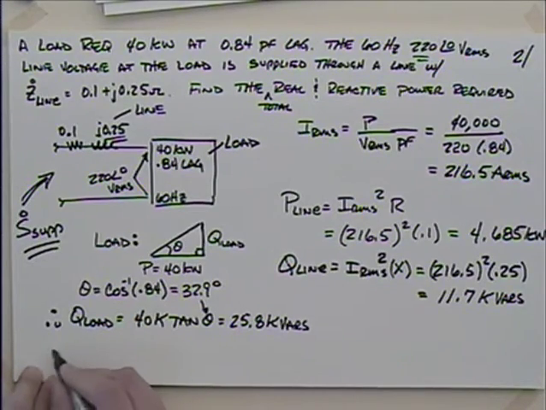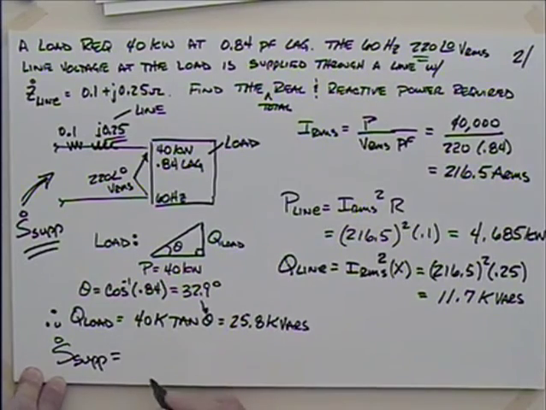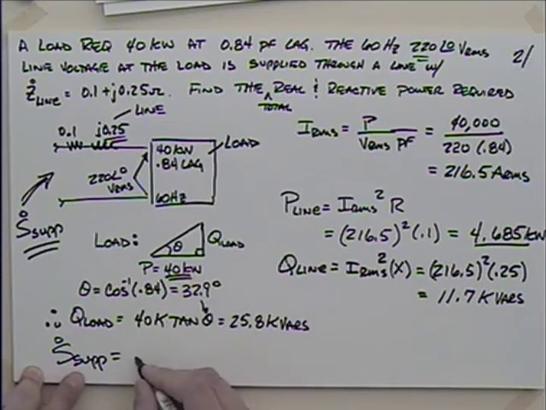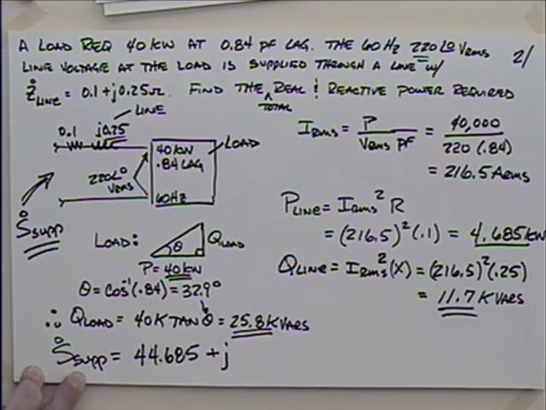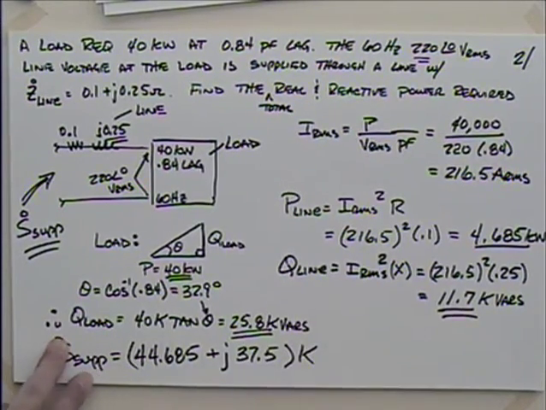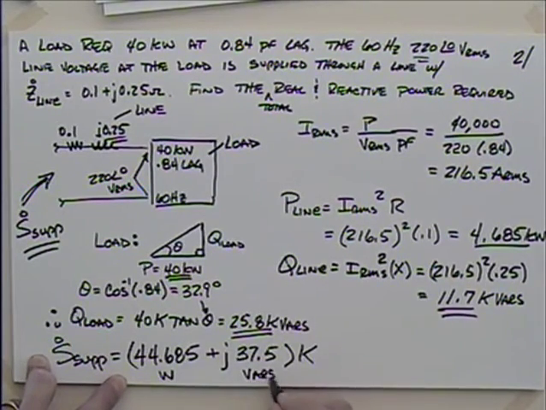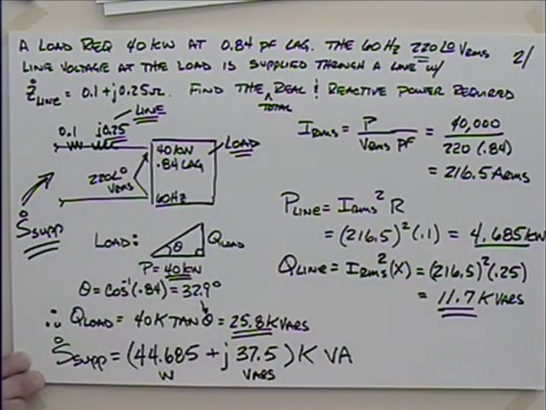So what do I have to supply? The supply is going to be equal to this number plus that number: 44.685. I have too many significant figures, but you know where it comes from. Plus j, then I take this number here, 25.8 and 11.7, which gives 37.5. This whole thing would be in K, the watts and the vars. So what's this thing? Volt amps, right? So again, things are conserved. What we are using in the load plus what we lose in the line has to be what we supply.